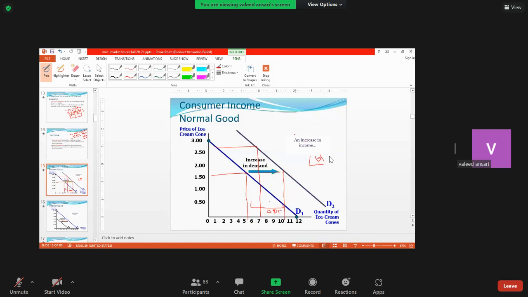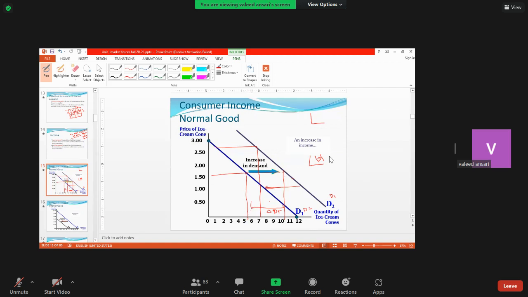So if income falls, then it leads to a leftward shift in demand. For example, if we assume this was the case earlier, D1 instead of D2, then a decrease in income will lead to the following. Earlier at this price, this much was demanded, 10. Now because income has fallen, less of that product will be demanded.